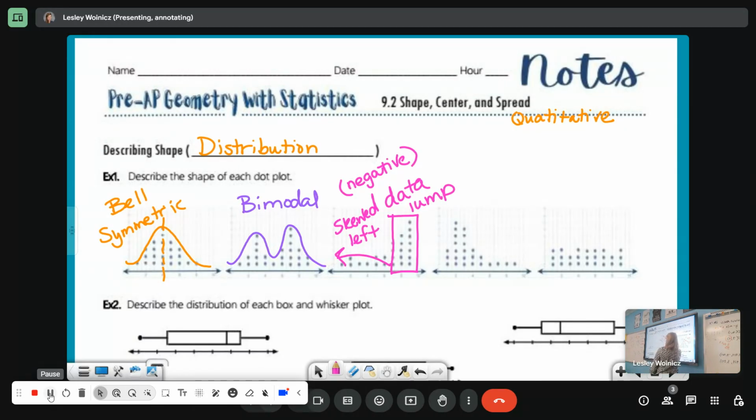Well, if this one's skewed left, what's this guy? That's right. Okay, this time the lump is on this side and the tail is pulling the average to the right. So this one is skewed right.